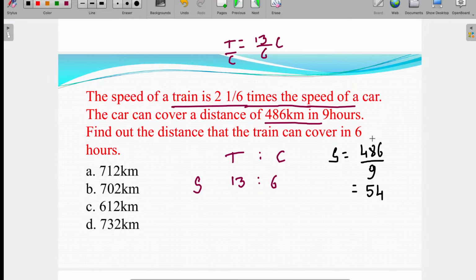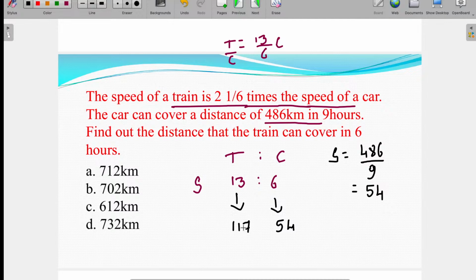Because 450 it is. Okay, 450 it is. So 54 will be the speed of the car. Can I write it is equal to 6 parts? It is equal to 6 parts because the speed of the car is 6 parts here. 6 parts is equal to 54. 1 part is equal to 9. 13 parts is equal to 13 nines. What is 13 nines? 117.